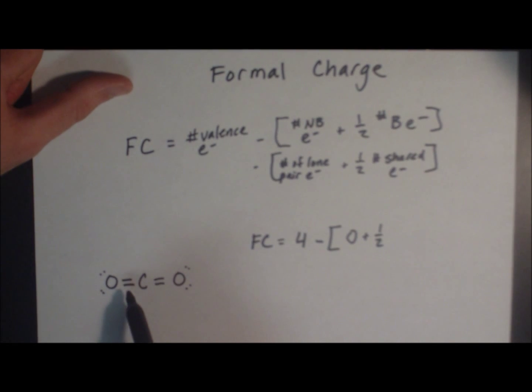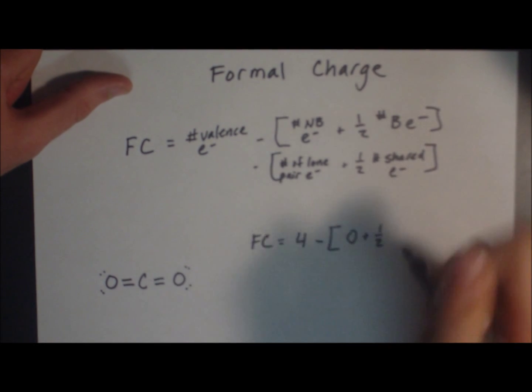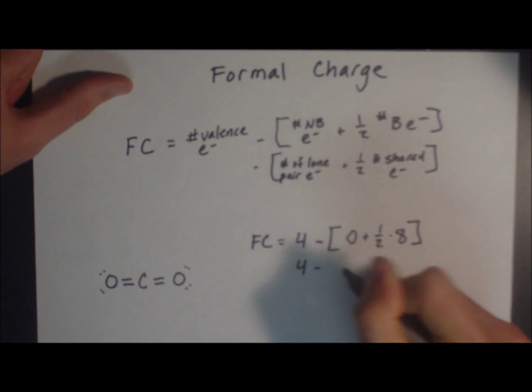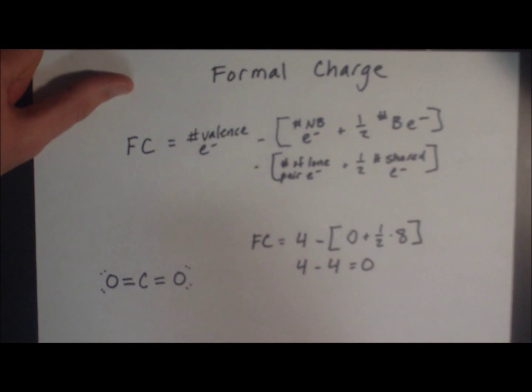Well, it has 1, 2, 3, 4. And each of these represents a pair of electrons. So really it has 8 bonded electrons. So 4 minus 4 is 0. This carbon has a formal charge of 0.